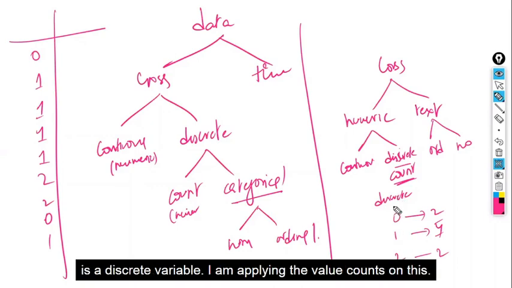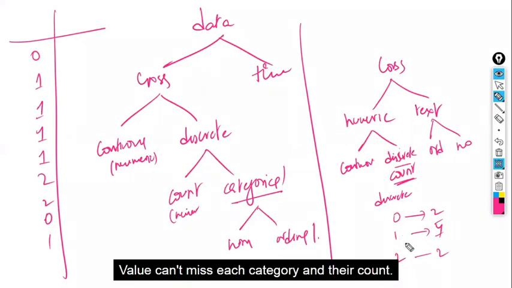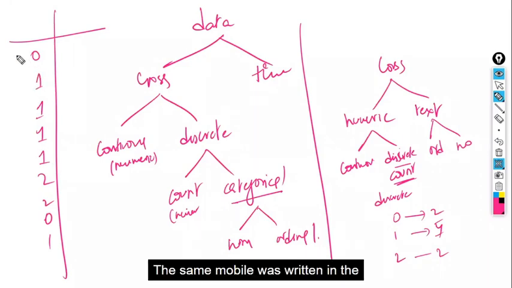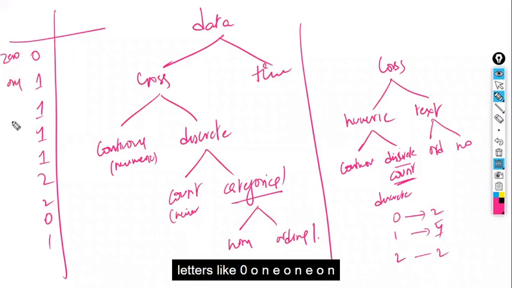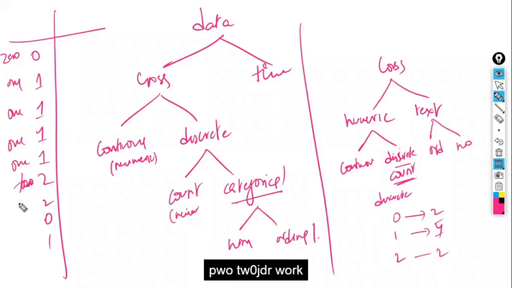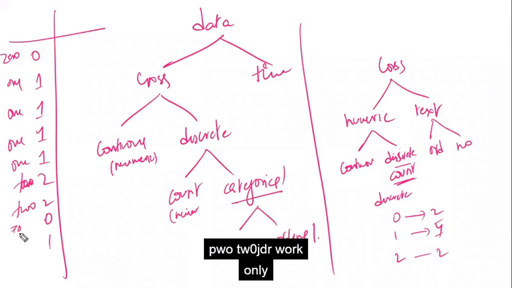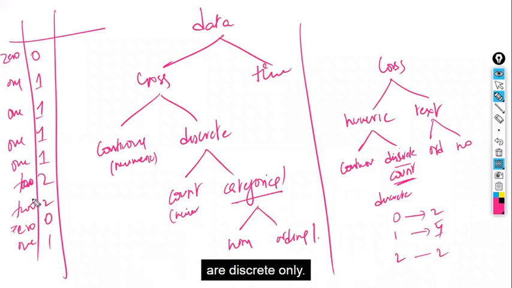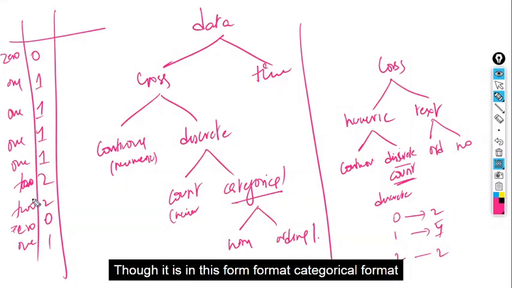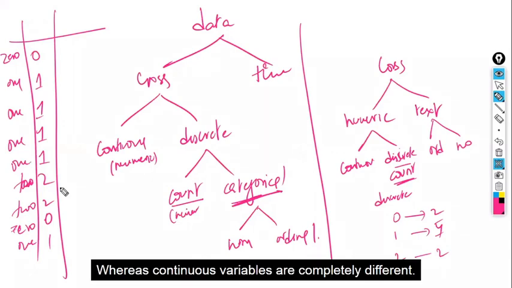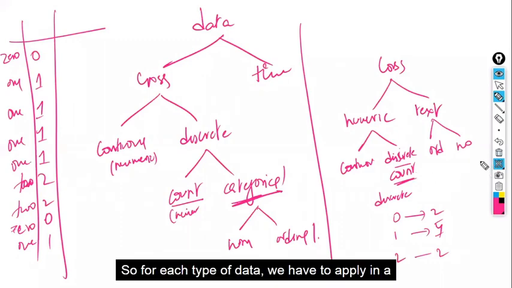Since it is a discrete variable, I am applying value counts on this. Value counts means each category and their count. The same mobile count could also be written in letters like ZERO, ONE, ONE, ONE, TWO, TWO, ZERO, ONE. This is English, that is number, but both are discrete only. Whether in categorical format or count format, both are discrete only, whereas continuous variables are completely different. So for each type of data, we have to apply a different approach.